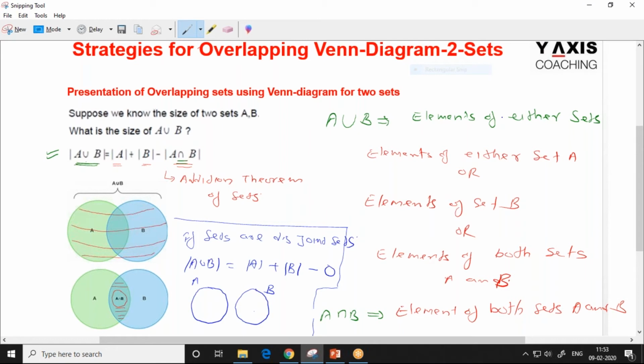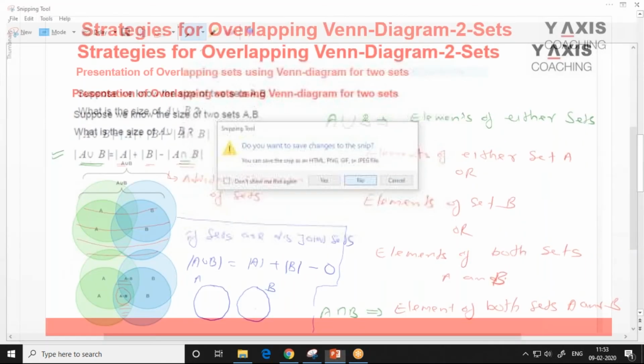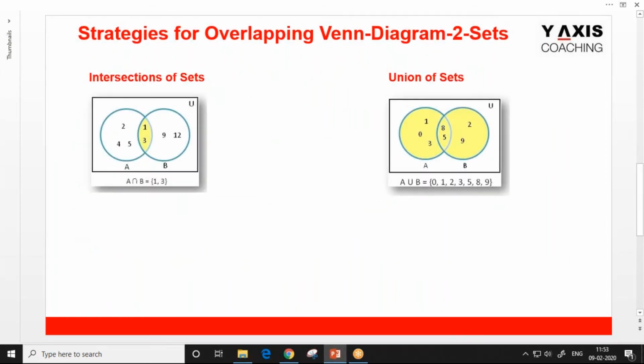Now let's have a closer look at union and intersection. We can go here.